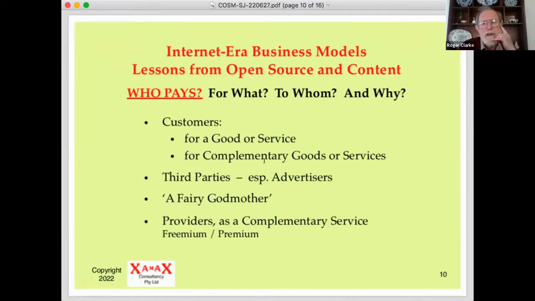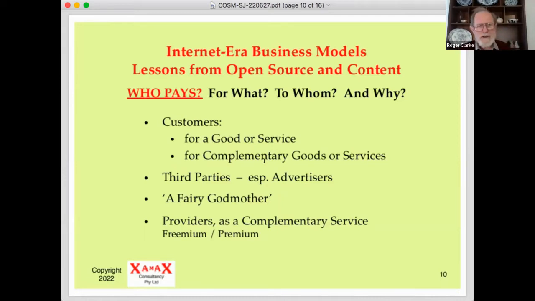There are, of course, particularly in some countries, the USA leads the world in philanthropy, as well as a few other things. So the fairy godmother approach can work up to a point. In terms of scalability, not always successfully so, but certainly up to a certain point. And then providers can be interested in this as a complementary service. In the event that there's a freemium-premium structure being operated, the premium can pay for the freemium. So the cross-subsidization can occur within a single corporation. So there are ways and means, but they've got to be business engineered in order to work properly.